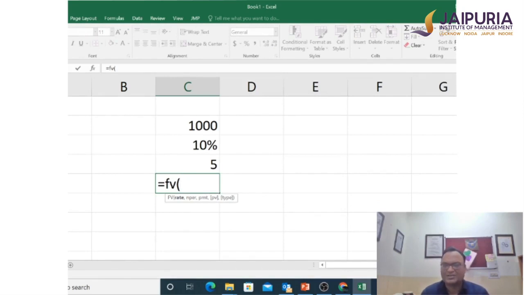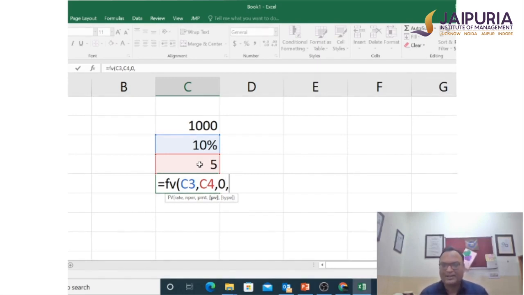The first thing the command is asking is the rate. Rate in this case is 10%. Second thing the command is asking is the NPER, which is the number of periods. In this case, it's 5 years. For the time being, we'll ignore the PMT concept, which is a payment concept. So we'll ignore it, for 0.